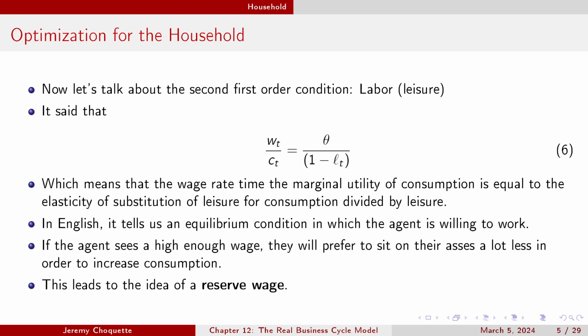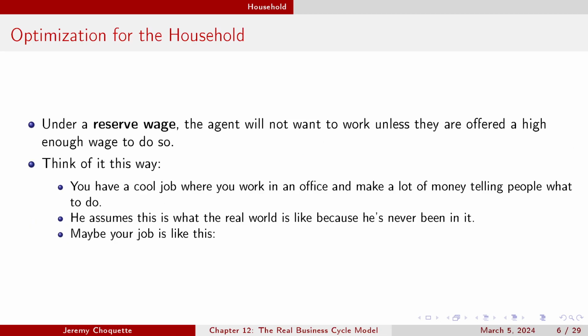The slightest tipping point, one way or the other, would push you in the direction of either working or not working. That $12.37 an hour, in this case, would be your reserve wage. Under a reserve wage, the agent doesn't want to work unless they're offered a high enough wage to do so.